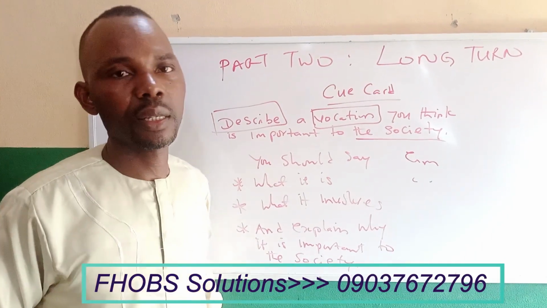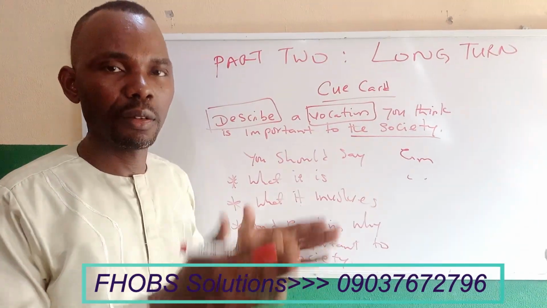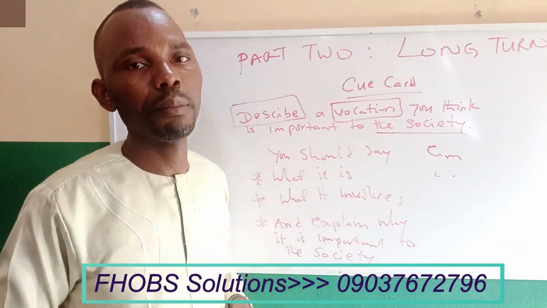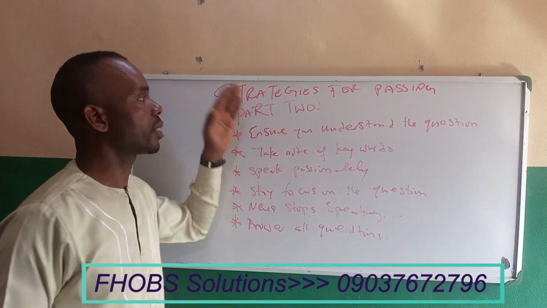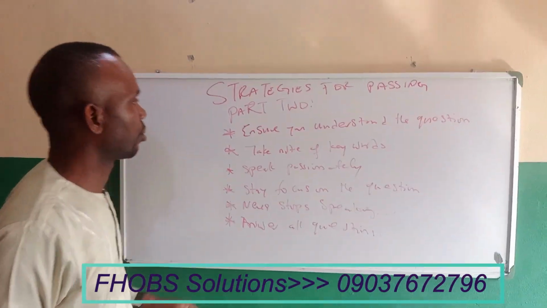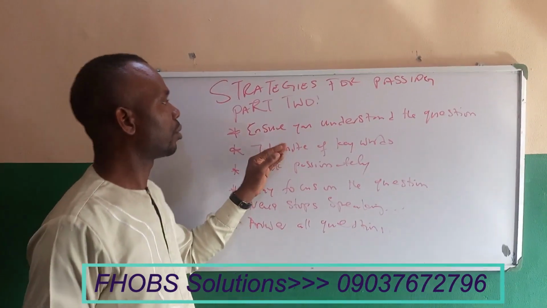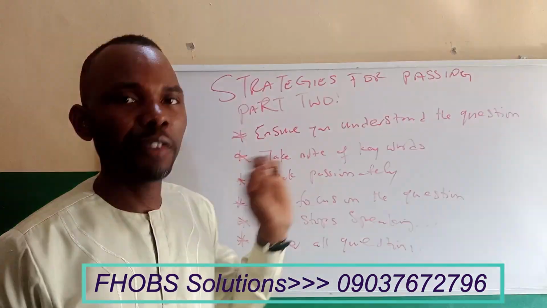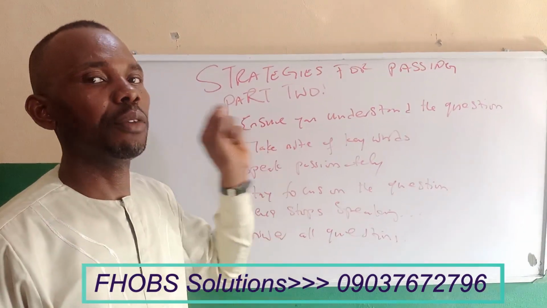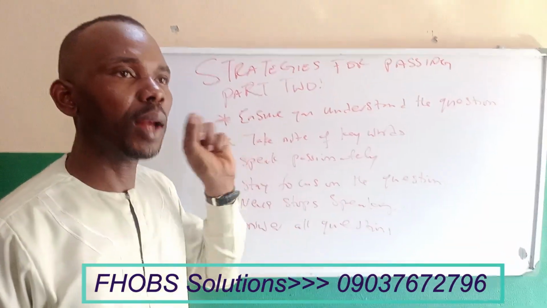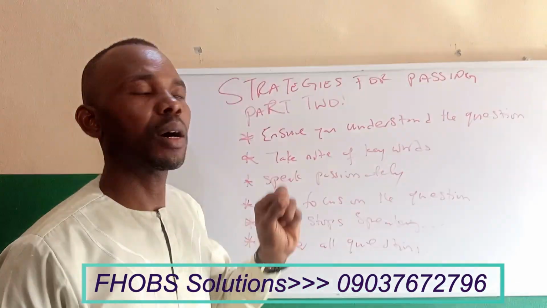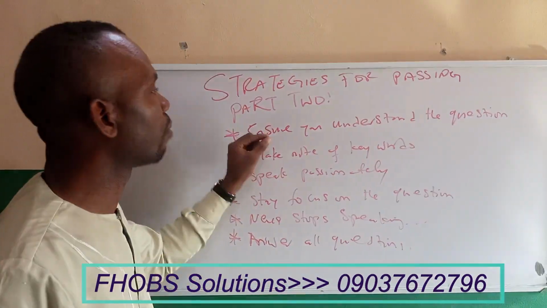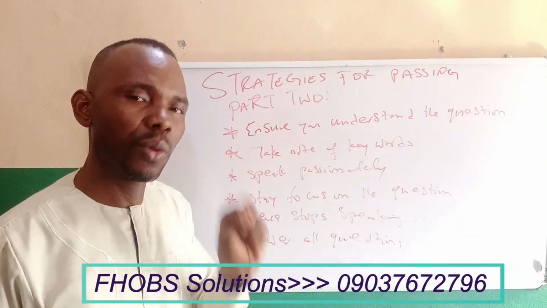So now let's dive into the strategies for doing very well in IELTS speaking part 2. Strategies for passing IELTS speaking part 2. The first thing you need to do is to ensure you answer the question. It sounds very simple, but if you don't answer the question, you are losing marks. I think about 25% of your mark comes from your ability to answer the question.